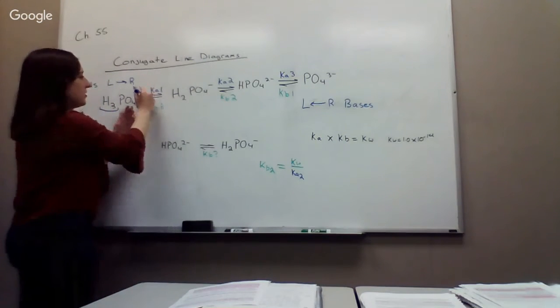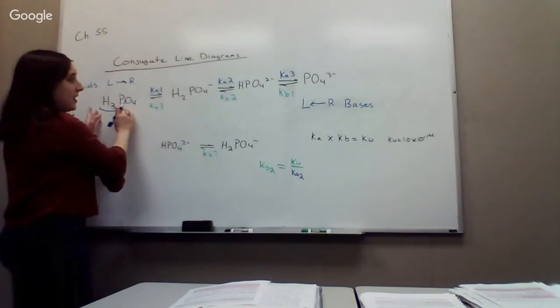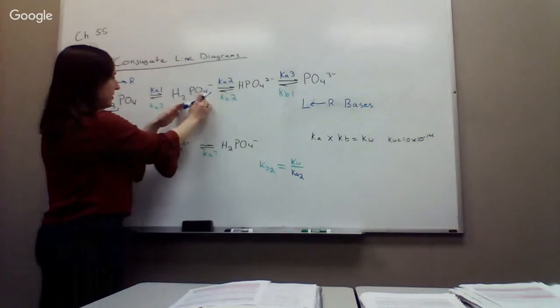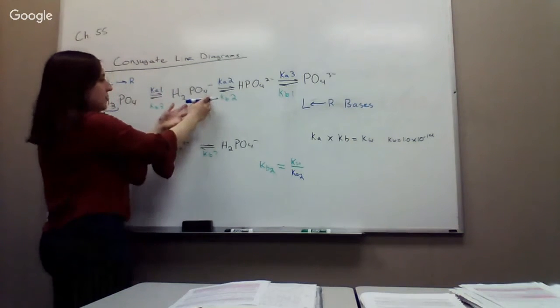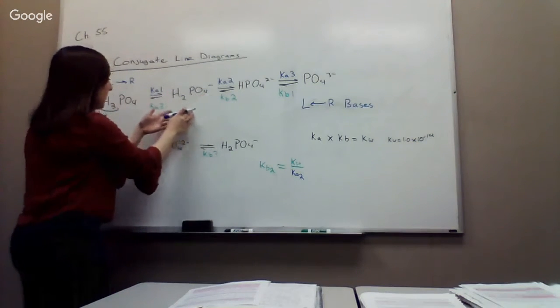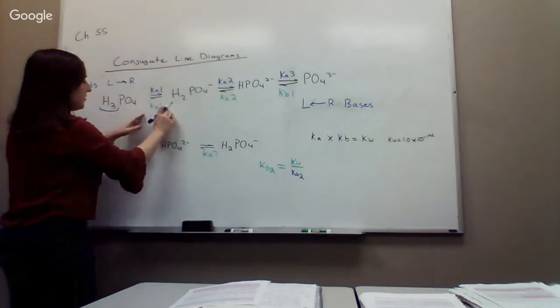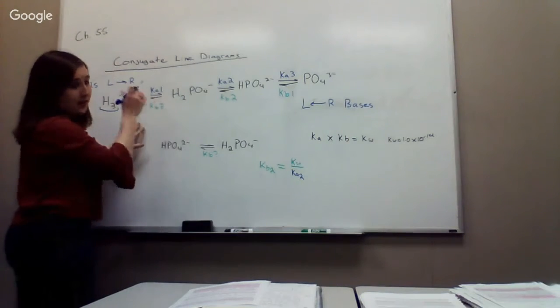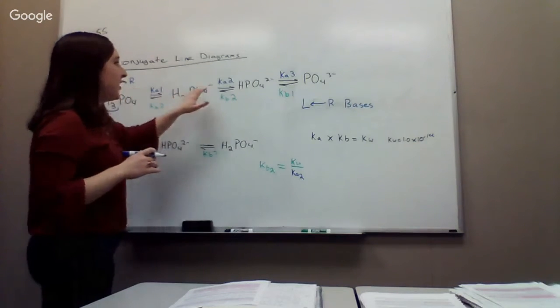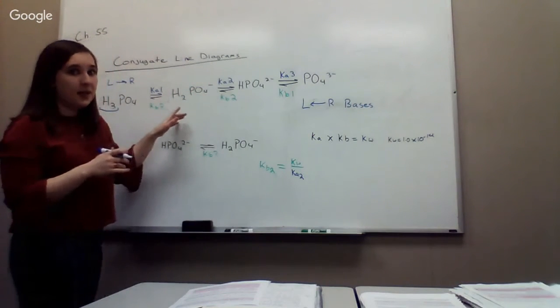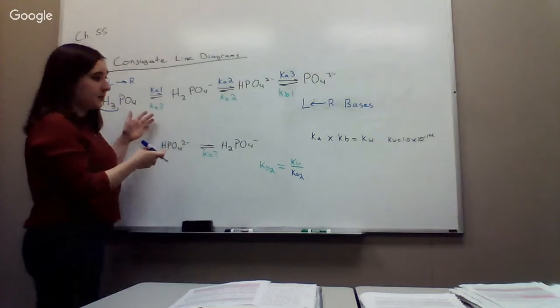Notice how these are related. You can go from H3PO4 to H2PO4 minus, and that's an acid step with Ka1. Or if you do the reverse, H2PO4 minus to H3PO4, that's corresponding to Kb3. So it's really important to write all of these out step by step to make sure you've assigned your Ka and Kb values to the right spots.